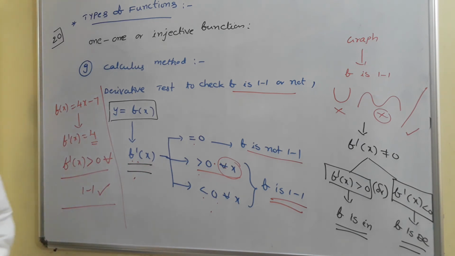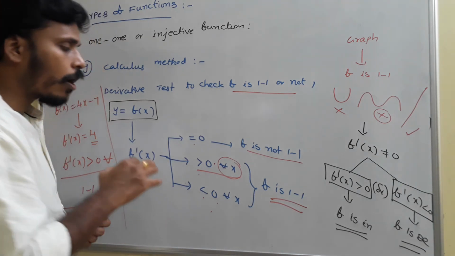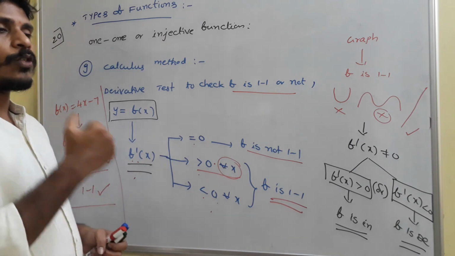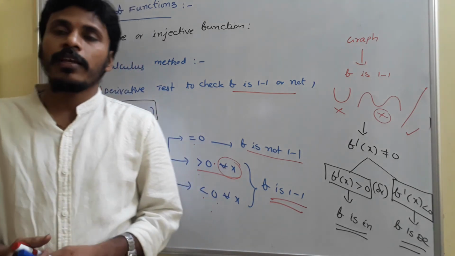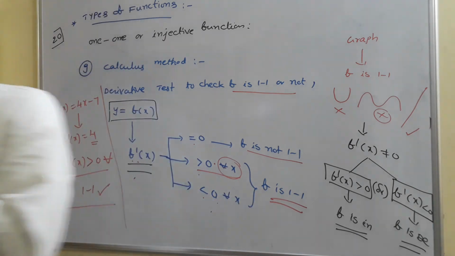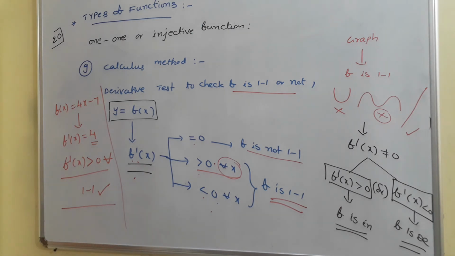Just have a look. In the calculus way, to check whether a function is 1-1 or not, we need to calculate its derivative, and we need to check whether it is always positive or always negative. Then we say it is 1-1. In all other cases, f is not 1-1. Okay, just have a look. For doubts, just raise your hands.